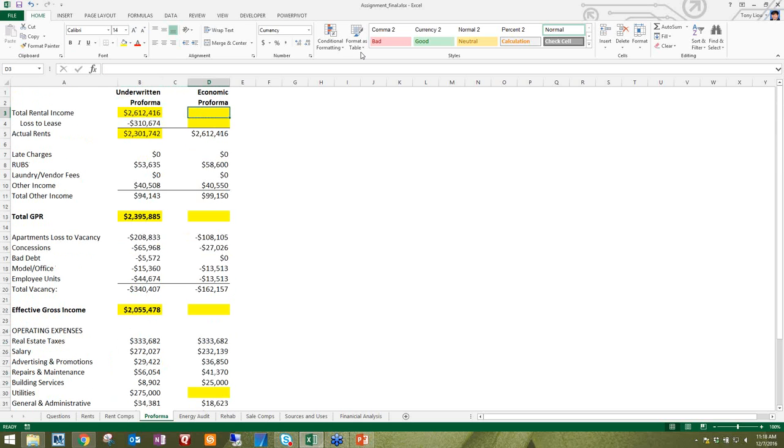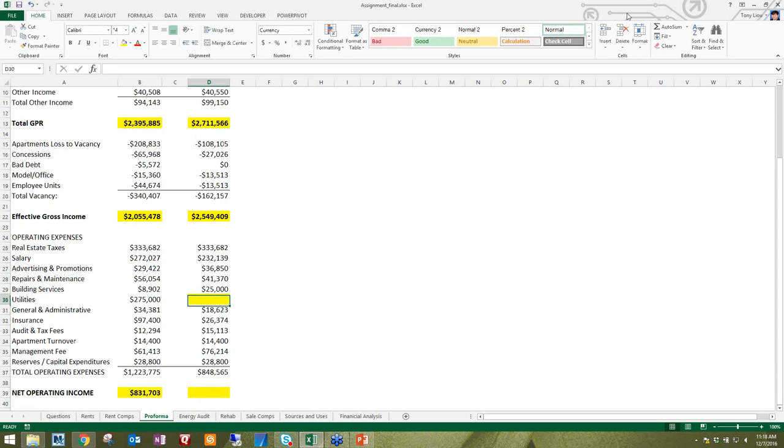Now let's look at the economic pro forma, right? The key difference about the economic pro forma is that we are assuming we are getting what our market rents are. So the actual rents are 2.6. The total rent income or the market rent is 2.6 million as well. So there's some adjustments here. So total gross potential rent again is the sum of other income plus the gross potential rent. We anticipate some concessions and total vacancy to go down. So our new effective gross income is, again, the gross potential rent plus vacancy.